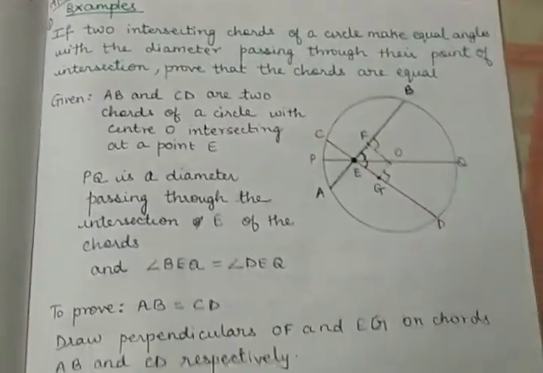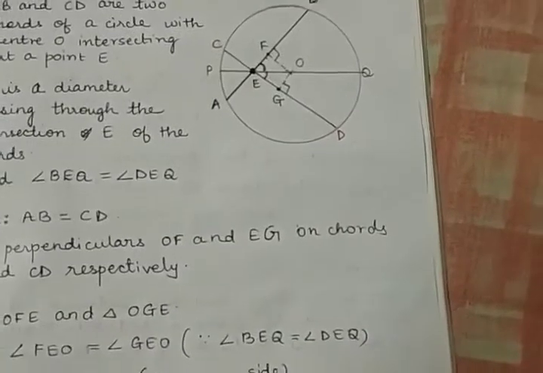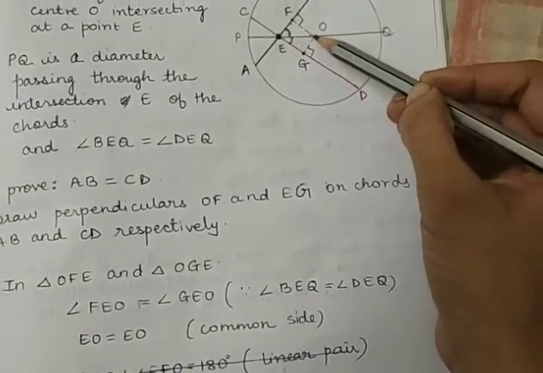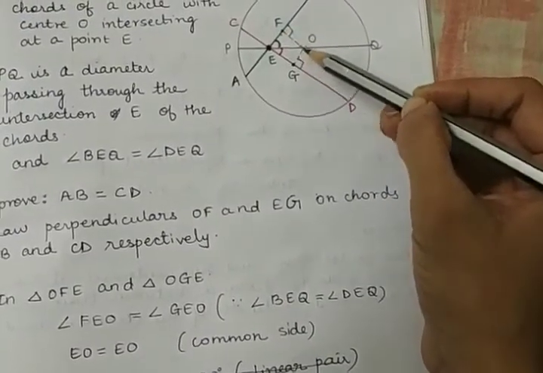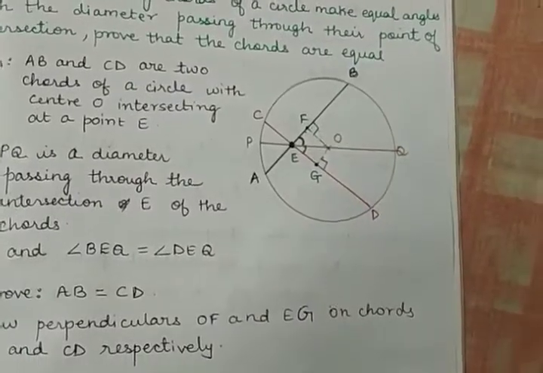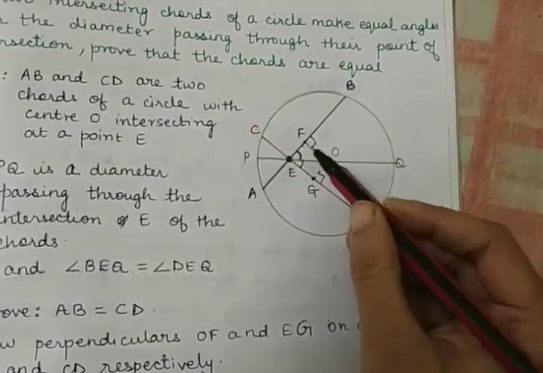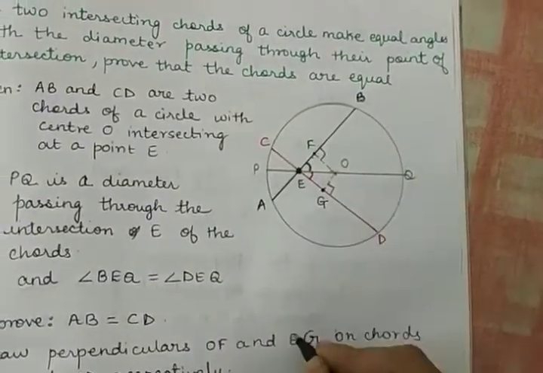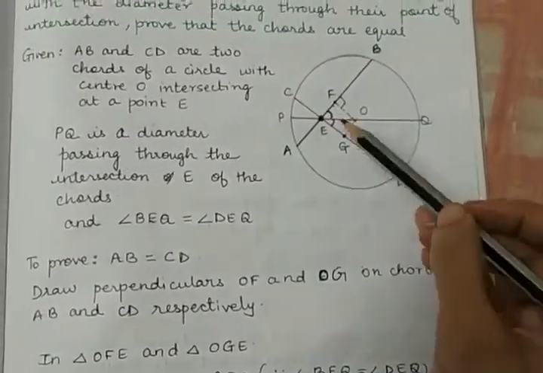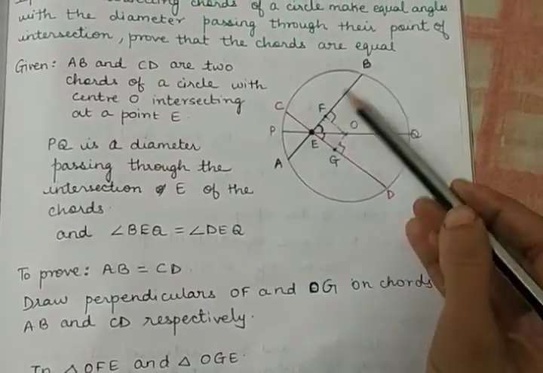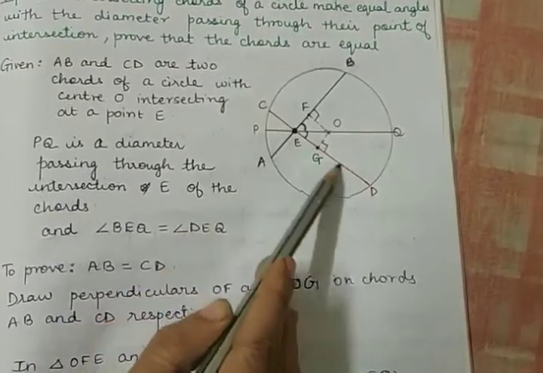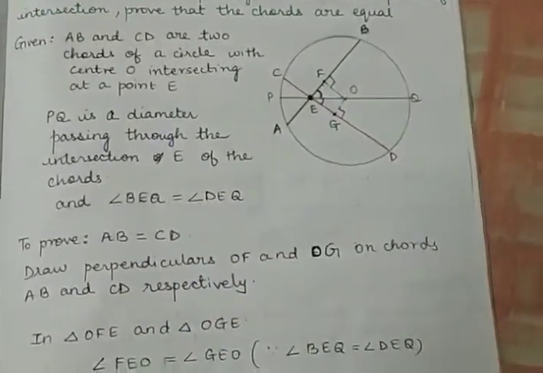Now let us do some constructions here so that we can prove the theorem. What we are doing here is drawing the perpendiculars OF and OG on the chords. So OF is the perpendicular on the chord AB and OG is a perpendicular drawn on the chord CD.